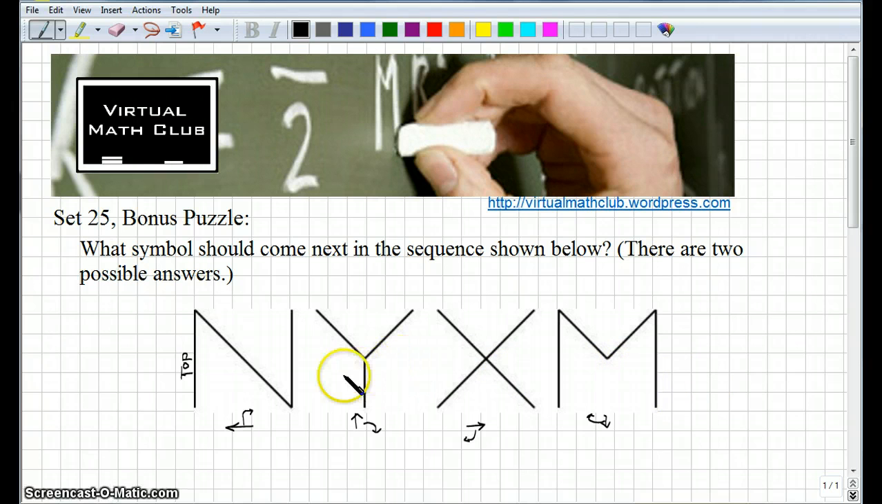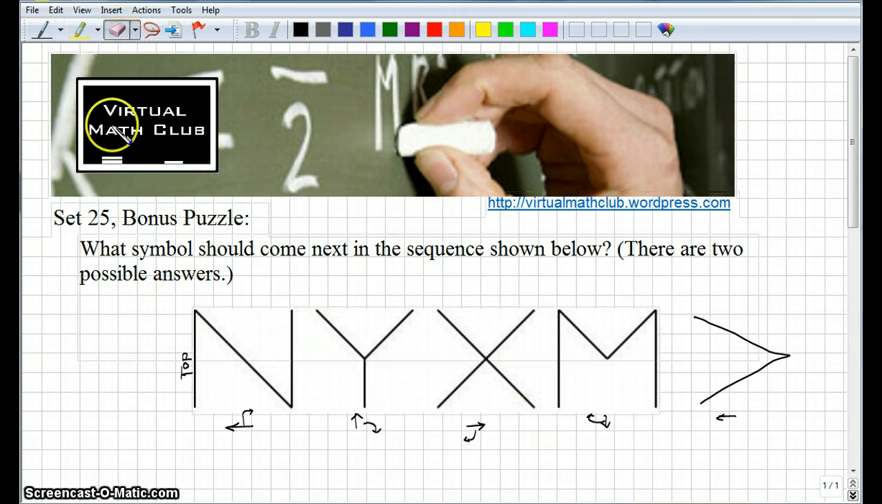Okay, and the next letter would be a V, but it's got to be oriented which way? It's got to be oriented this way, if this is our sequence, right? So we're going clockwise. We've got it facing left, up, right, down, and then we got it facing left again. So a V facing left would look like this, right? So that's one answer.